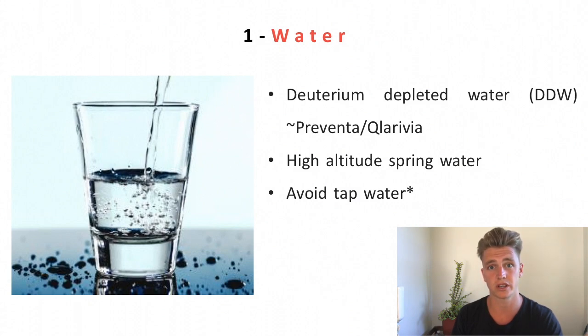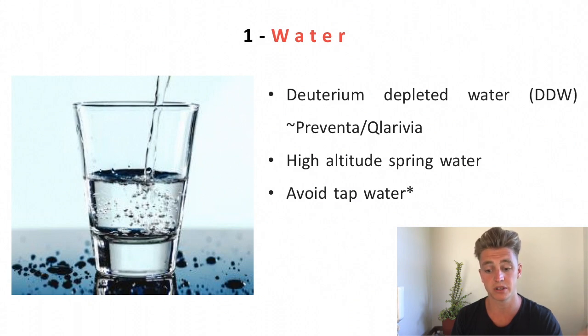But if you are looking for just a good quality water in your area, your number 1 choice is high altitude spring water. The higher the altitude, especially in glacial areas, the water there tends to be very low in deuterium. So if you can get water from those areas, then you're going to be getting water with a lower deuterium content. And you want to avoid tap water. That's going to be the worst source, with the highest level of deuterium, obviously depending on where you are in the world.